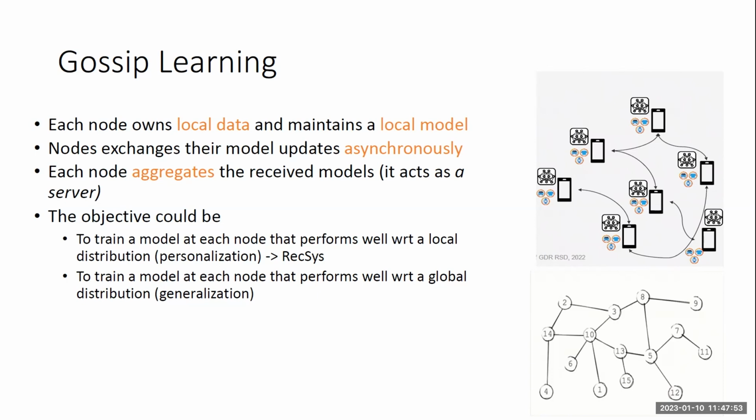My objective is to, at the end, get a model that predicts items that are relevant to me, right? And you could have another objective, which is training a model at each node that performs well with respect to a global distribution.